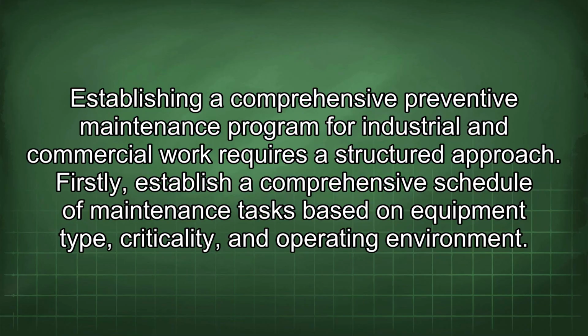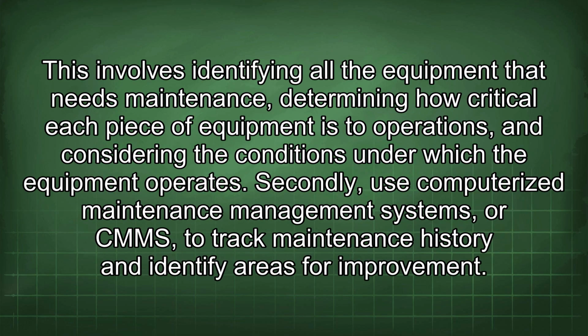Establishing a comprehensive preventive maintenance program for industrial and commercial work requires a structured approach. Firstly, establish a comprehensive schedule of maintenance tasks based on equipment type, criticality, and operating environment. This involves identifying all the equipment that needs maintenance, determining how critical each piece of equipment is to operations, and considering the conditions under which the equipment operates.